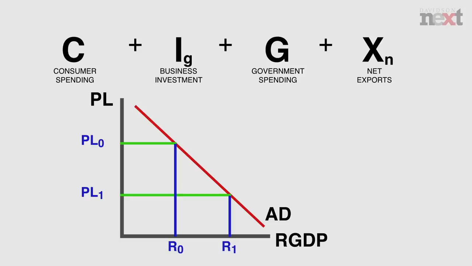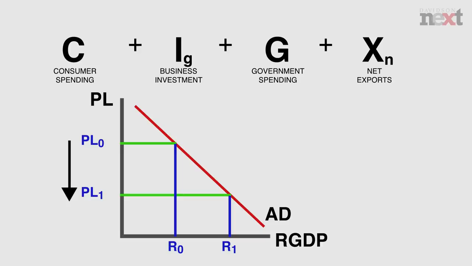The first reason for this inverse relationship for the aggregate demand curve is called the real balance or real wealth effect. Now, the nominal value of wealth is constant along the aggregate demand curve. However, when the price level falls, say from PL sub 0 to PL sub 1, the real purchasing power of those cash balances in your checking account, your savings account, and other cash-like wealth increases, and therefore you're able to purchase more goods and services, or a movement from R sub 0 to R sub 1 in response to that lowering of the price level from PL sub 0 to PL sub 1.